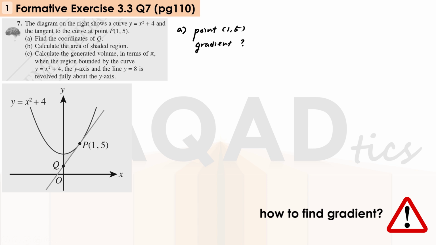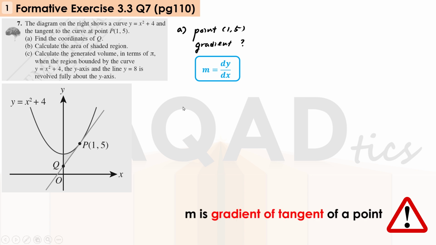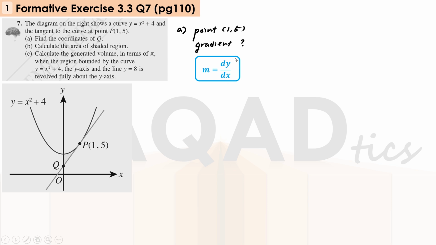So the answer is, in the previous chapter, which is differentiation, we have learned that m equals dy over dx. So m here is the gradient of the tangent at a certain point. It can be calculated through dy over dx, right? So let's find out dy over dx for this case. We can use the curve's equation and then we differentiate, right? So if we differentiate, the power we need to move to the front, which is 2x, and then the power becomes minus 1. So there will be x only, and this 4, if we differentiate, it will become 0, right? So this is our equation.